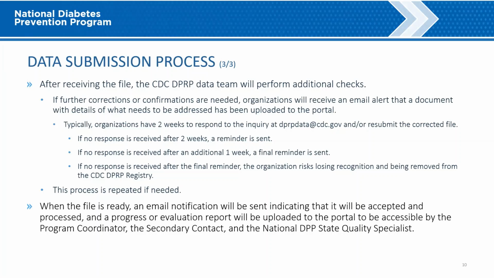Organizations may request technical assistance with data submissions by emailing dprpdata@cdc.gov. When ready, the file will be accepted, and the DPRP data team will send a notice that the progress or evaluation report is ready for viewing and download. The report will be uploaded to the portal and will be accessible by the program coordinator, the secondary contact, and the National DPP State Quality Specialist.